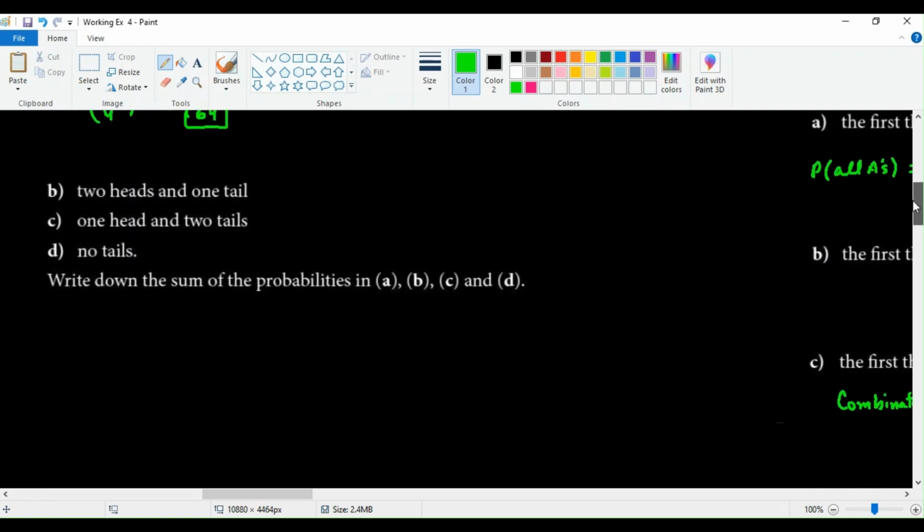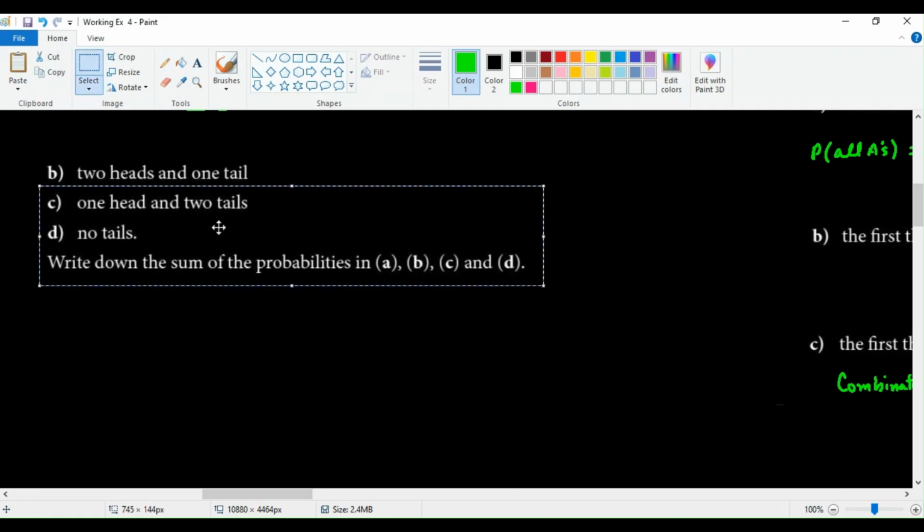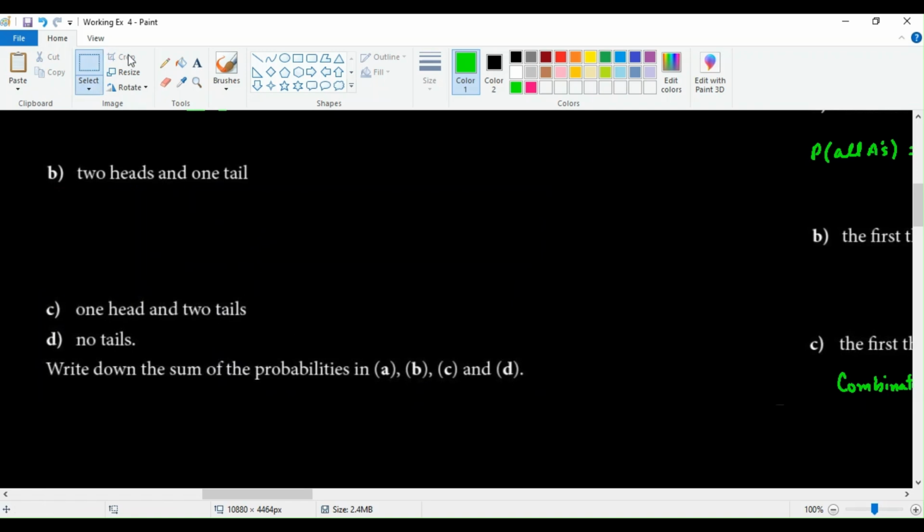Now comes two heads and one tail. Before going for this one, we should know what possibilities we have. We have head, head, and tail. Second possibility is head, tail, and head. Then comes tail, head, and head. These are the three possibilities we have. So three possibilities.